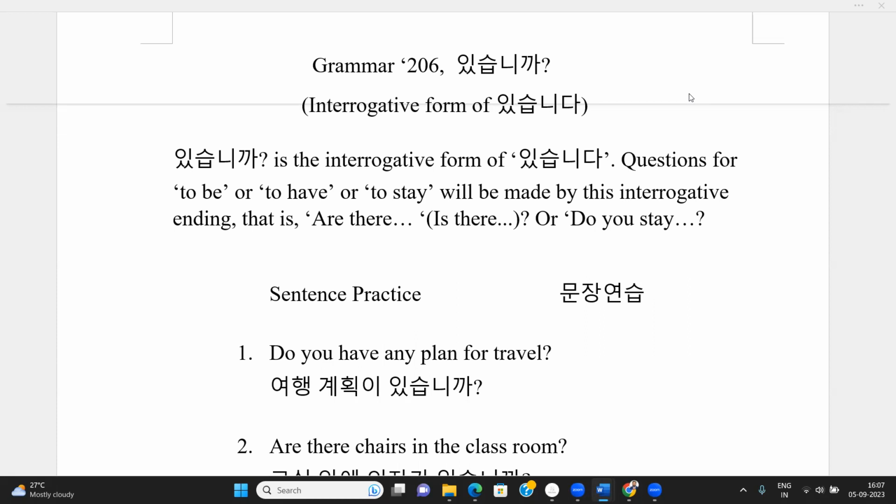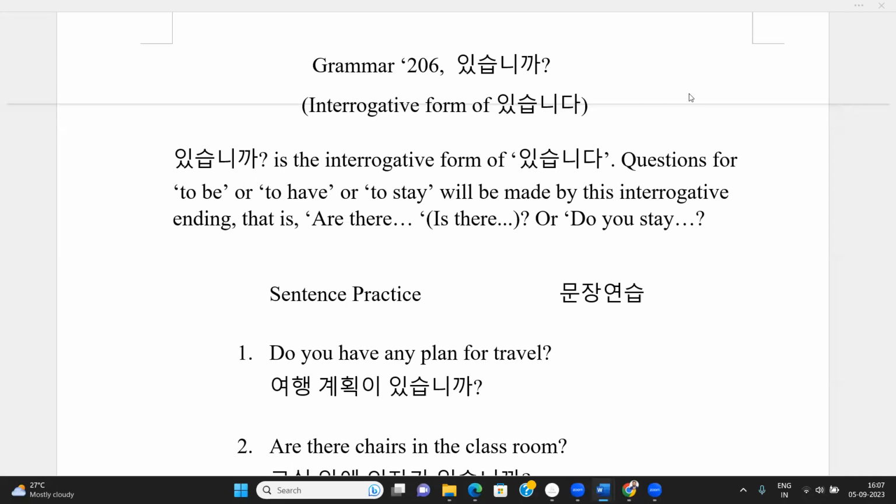Grammar 206. 있습니까? Interrogative form of 있습니다. 있습니까 is the interrogative form of 있습니다. Questions for to be or to have or to stay will be made by this interrogative ending. That is, are there, is there, or do you stay?